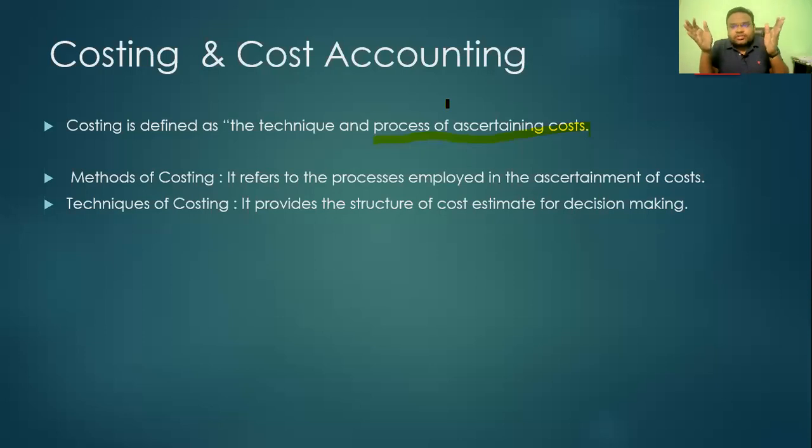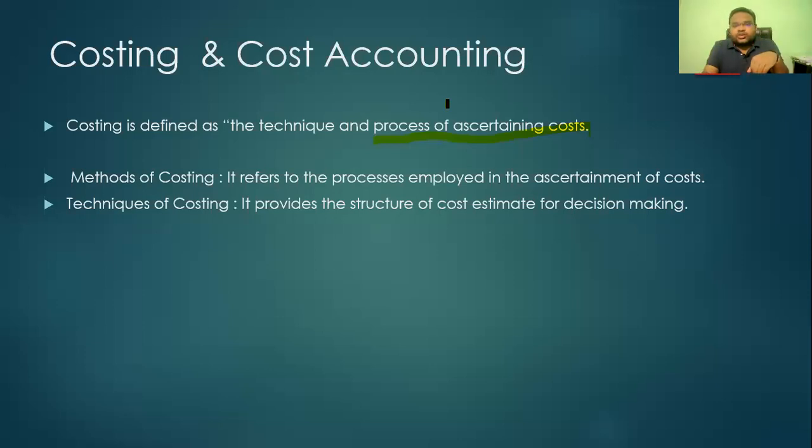When we do chapters like marginal costing, standard costing, or absorption costing, you can understand the definition of techniques of costing. For the time being, don't worry, because it is a very difficult concept. Over a period of time, you can understand the difference between methods of costing and techniques of costing when we do the respective chapters. For now, understand this: methods of costing is just how we ascertain the cost. Techniques of costing provides some cost estimate so that it can be useful for decision making.